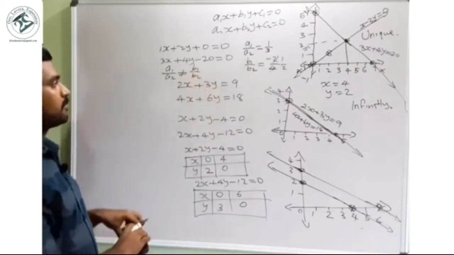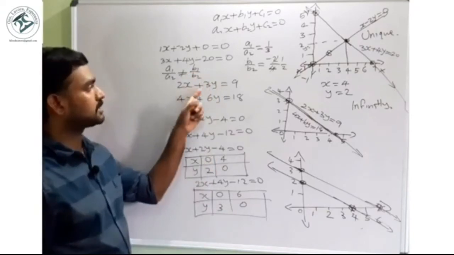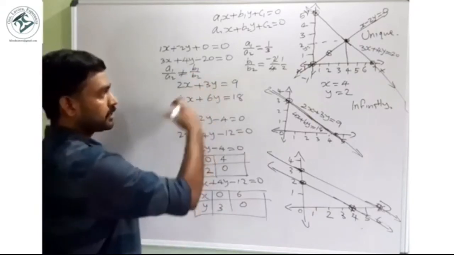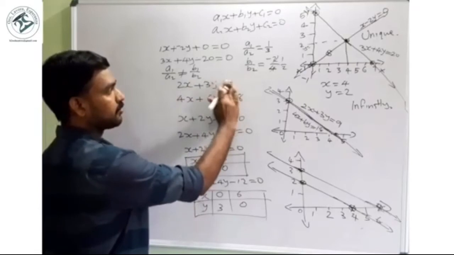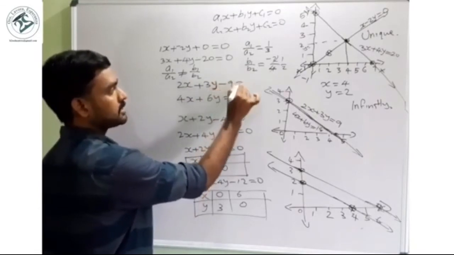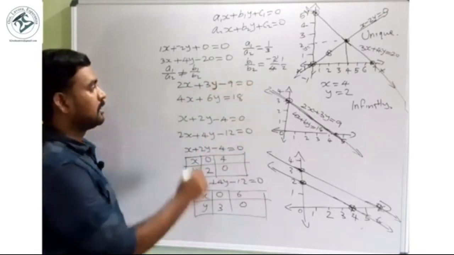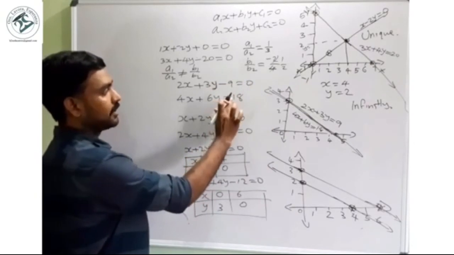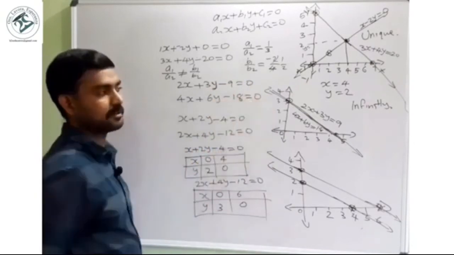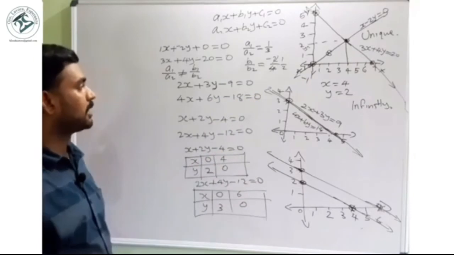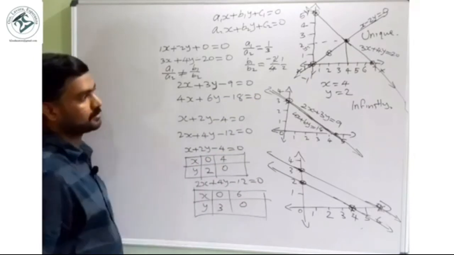Now we can go for checking the next equation. 2x plus 3y is equal to 9. This 9 we bring to the left side, and we get the standard form: minus 9 is equal to 0. Then this 18 we bring to this side, and we get minus 18 is equal to 0. Now we can identify what is a1 by a2, b1 by b2, etc.